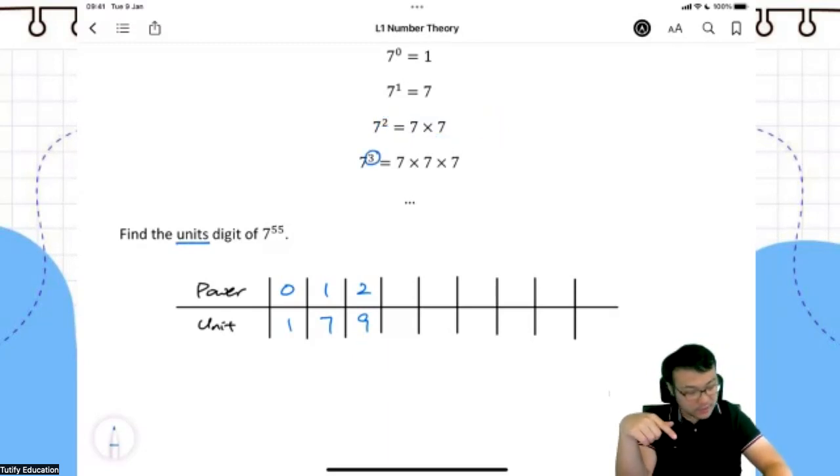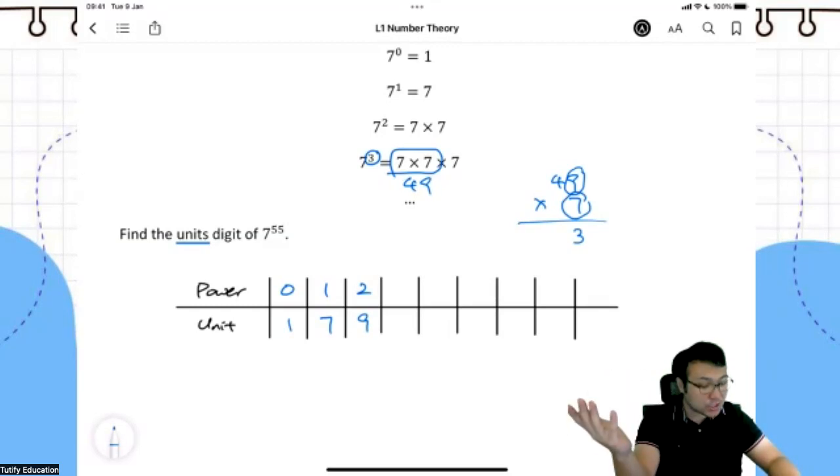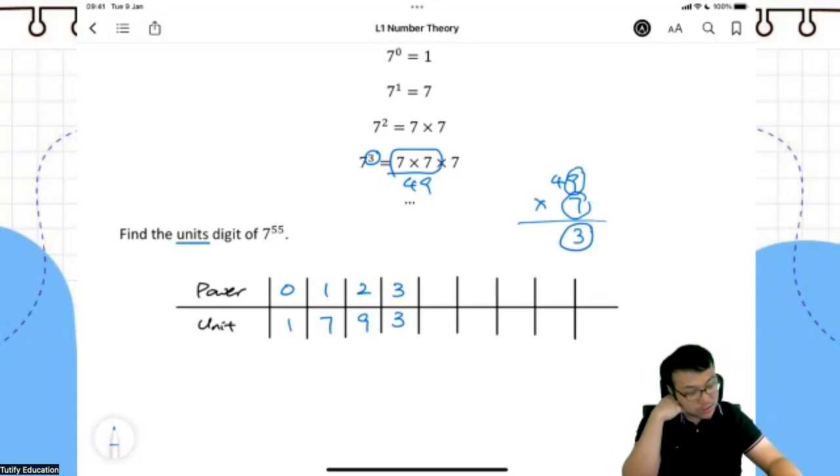Then next, you'd have 7 times 7 times 7. Okay, you already know that this is 49, right? So you times 7 again. What is the last digit going to be? I only need to care about the last digit. Look here. 7 times 9, 63. I'm not even going to bother to work out the entire multiplication. 7 to the power of 3, the last digit is 3. So I just write down 3.